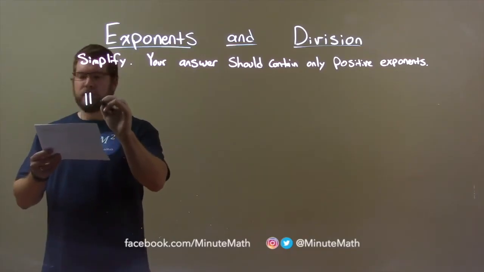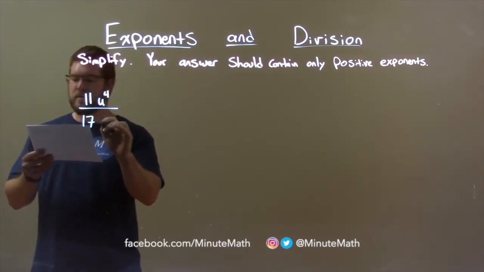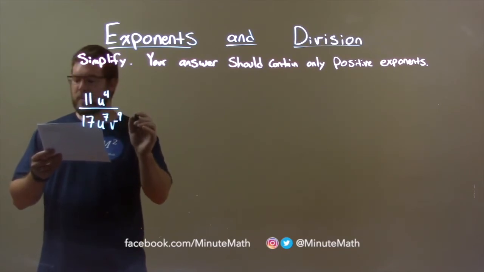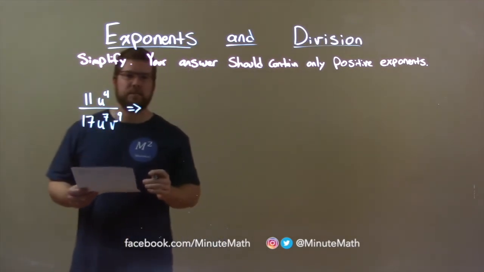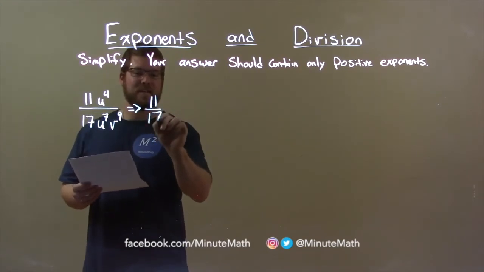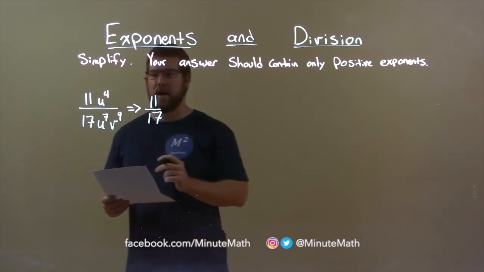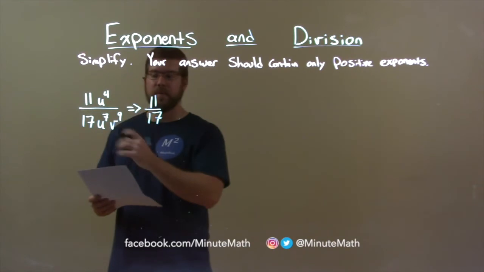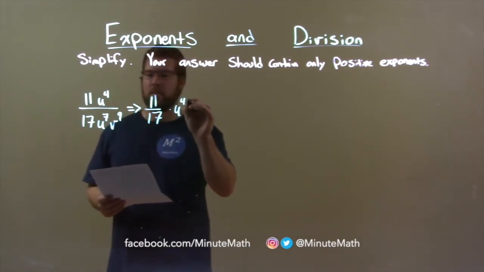11u to the 4th power over 17u to the 7th, v to the 9th power. Okay? Well, if we look at the coefficients, we have 11 over 17. That can't simplify anymore, so it's going to stay 11 over 17 for the rest of the problem. We then have u to the 4th power divided by u to the 7th power. We have the same base there, so we can divide it, and we just have to subtract the exponents. So that's u to the 4 minus 7 power.